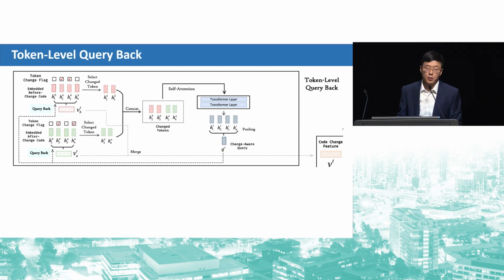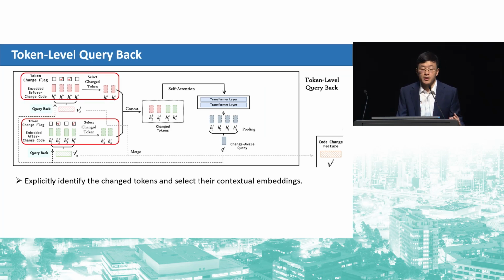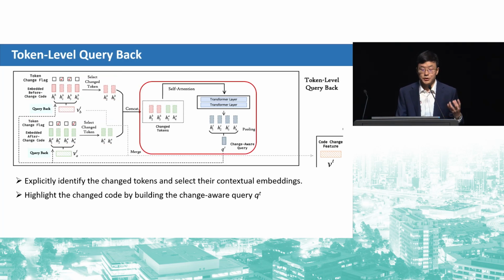Due to the limitation of time, I'll just introduce the token level queryback. In the token level queryback, we take as input the contextual token embeddings and the alignment information extracted by the former phases. Then we explicitly identify which tokens or which lines have been changed and select their contextual token embeddings. Then we highlight the changed code by building a change-aware query, QT or QL, from the selected contextual embeddings. We expect that such a feature vector can encode the information in the changed part.